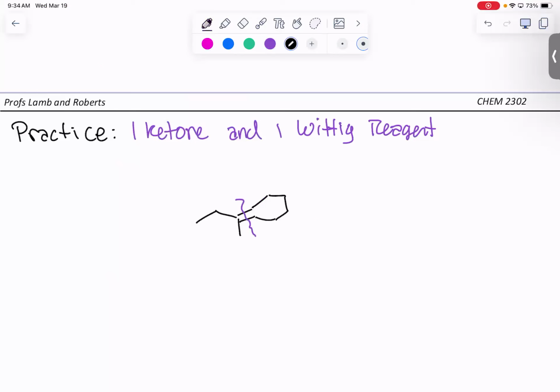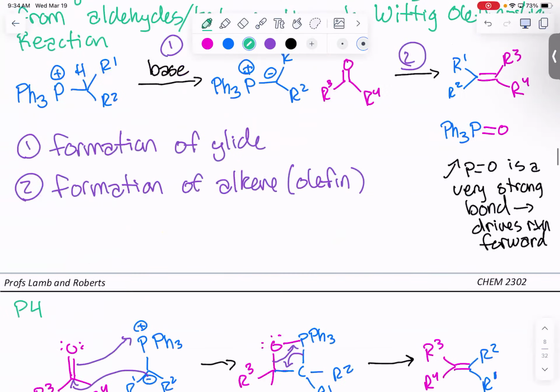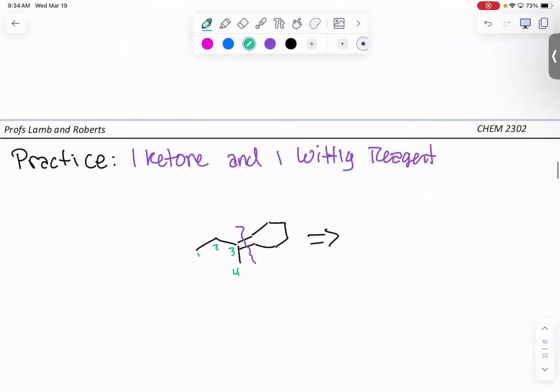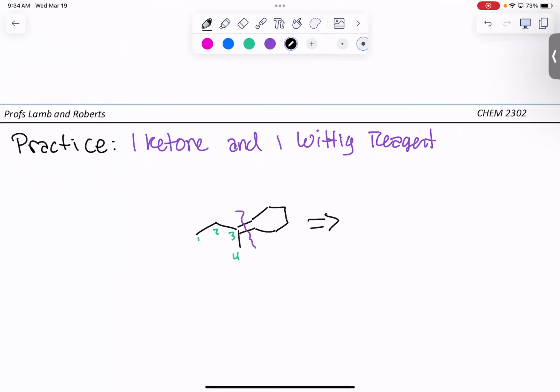Okay, so let's think about this retrosynthetically. Let's say that, let's number these carbons 1, 2, 3, 4 on this side. Let's say, so we're looking back up at our reaction. Okay, we need a ketone. So let's make carbons 1, 2, 3, 4 into a ketone.